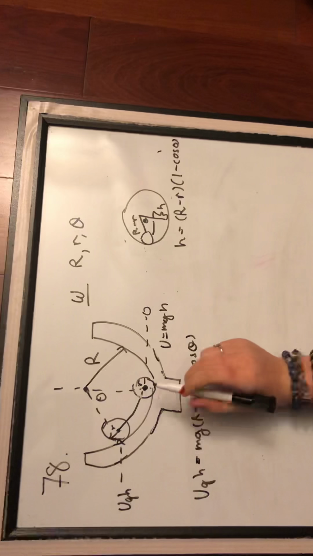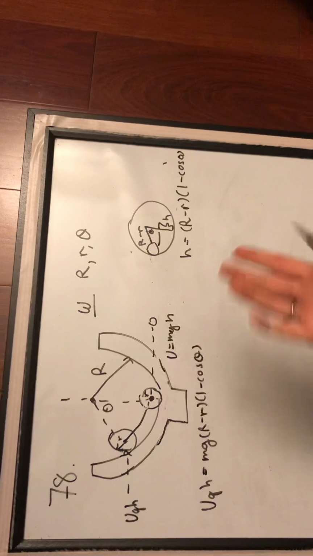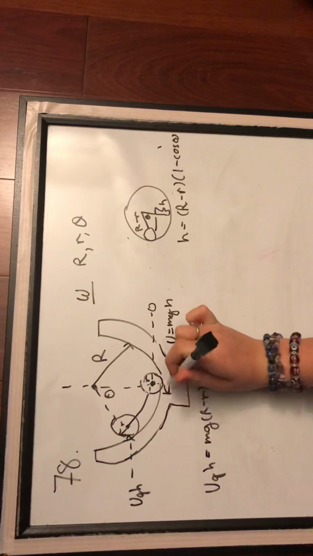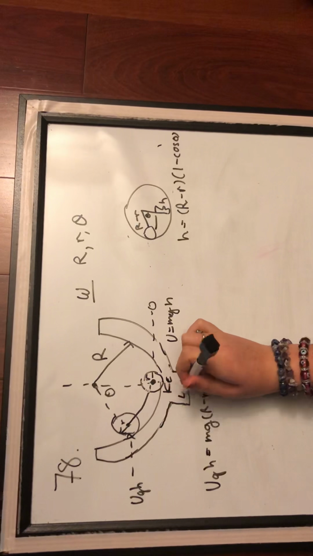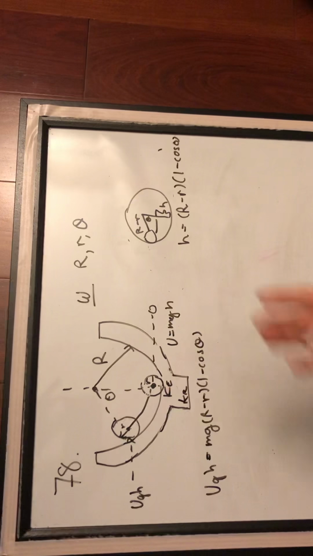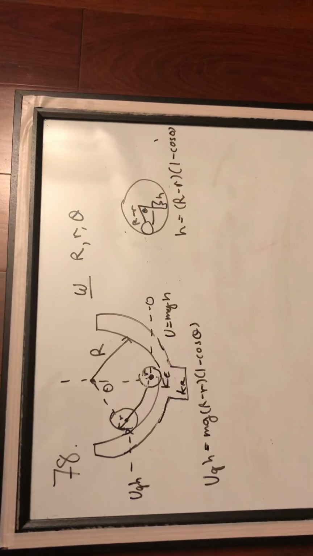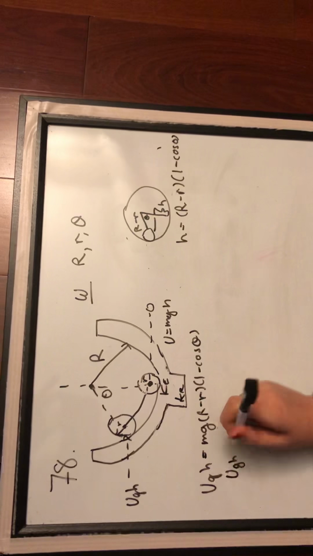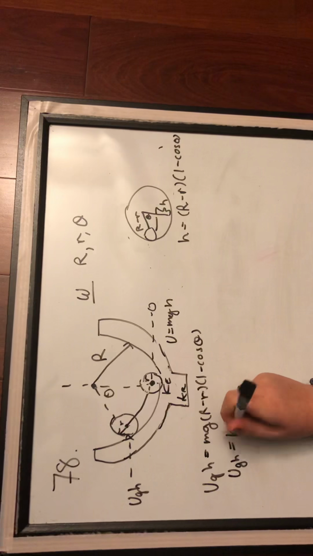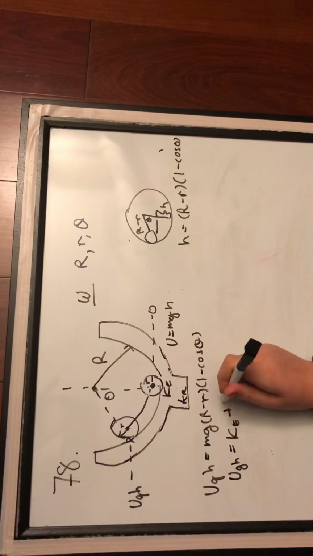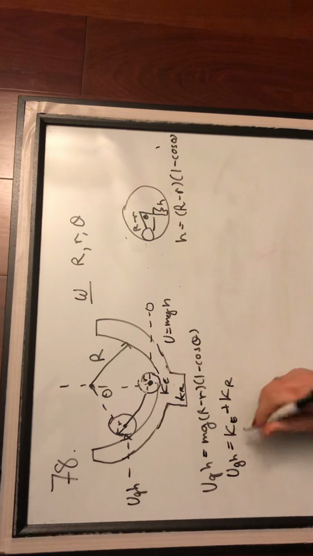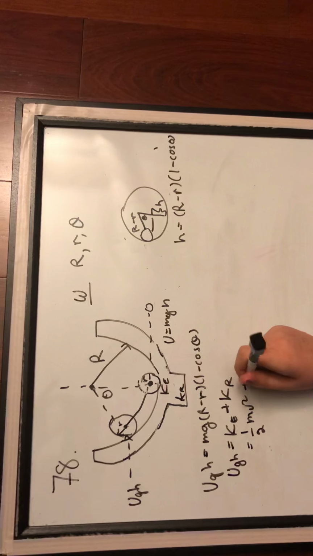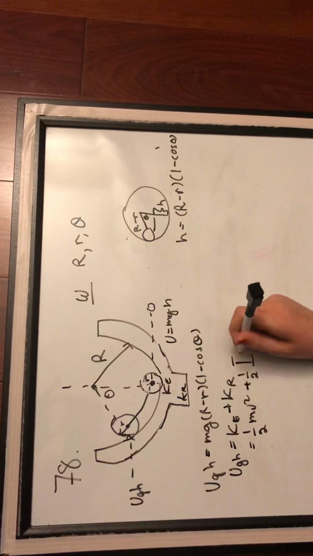Moving on. So we know at the bottom it's at 0, so it has no gravitational potential energy, so it only has kinetic energy. But there's two types. There's regular kinetic energy, and then there's rotational kinetic energy. So we know that the gravitational potential energy here is equal to the sum of the kinetic energy plus the rotational kinetic energy. So it's equal to 1/2 mv squared plus 1/2 I omega squared.